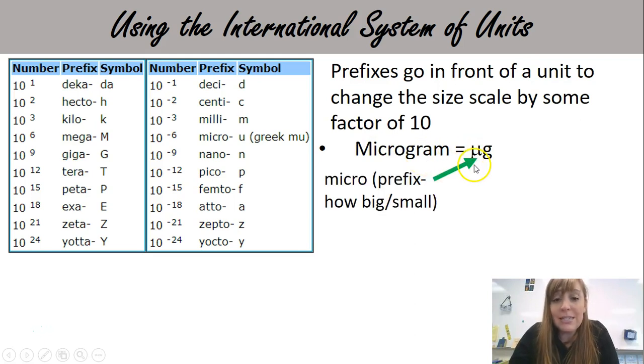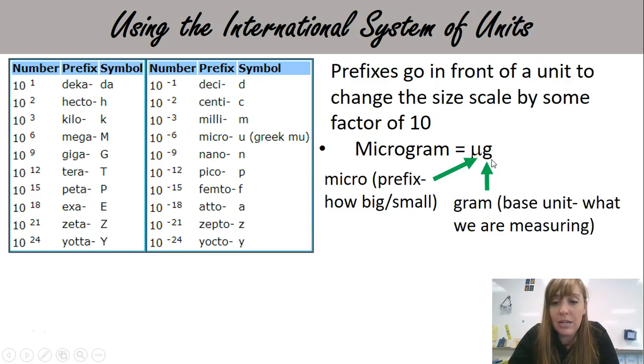So the prefix says how big or small this is. Micro is our prefix, and then we find micro over here. It's 10 to the negative 6, so that means it's really small. It's saying it's much smaller than a gram. And then G is the base unit. It's what you're measuring. If the micro wasn't there, then it would just be grams.